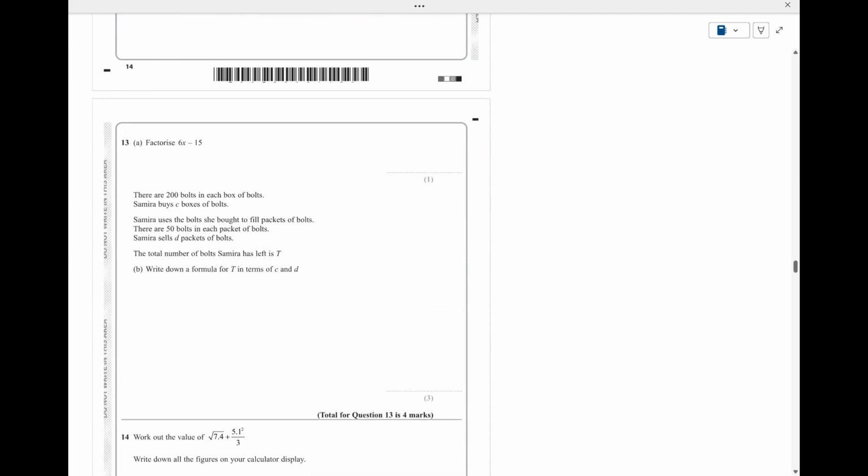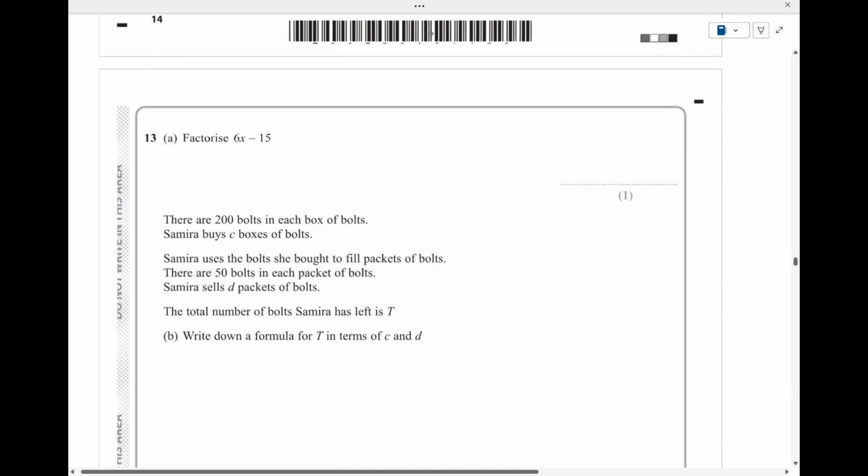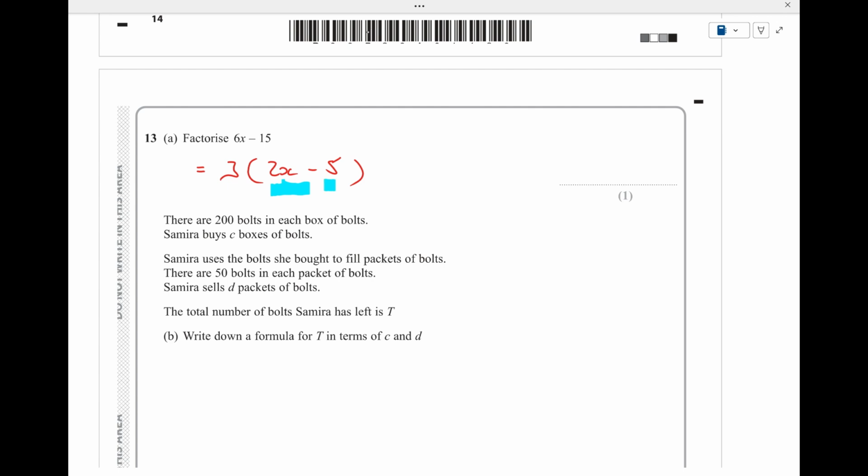Question 13. Factorize. That means put brackets in. 6x minus 15. Well, I can take 3 out of both of those expressions. 3 times (2x minus 5) is my answer there. And I can check to see that there are no remaining common factors, so I know that I've factorized it completely. And I have.